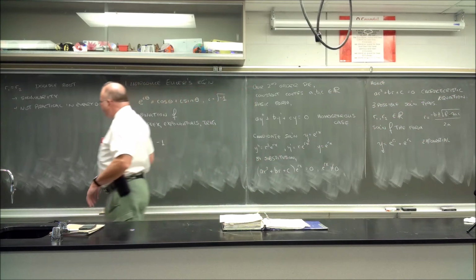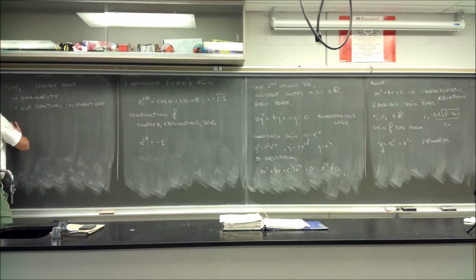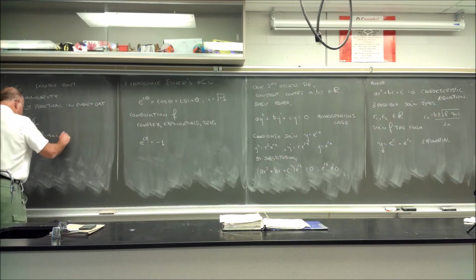Which leaves us then with the final case. This is where r1 and r2 are complex. And so this means that b squared minus 4ac is less than 0.